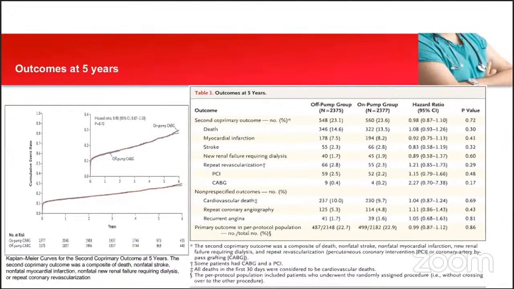And if we looked at the rate of stroke, it's 2.3% in the off-pump group versus 2.8%, which is not statistically significant. But keep in mind that there was a crossover between both arms, and there was a crossover from the on-pump group due to calcified aorta, and that could be related to possibly no stroke difference between both groups.